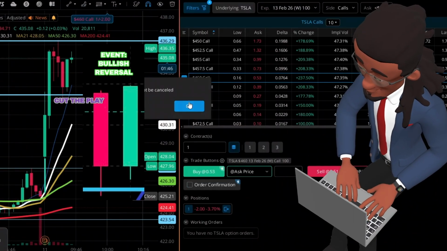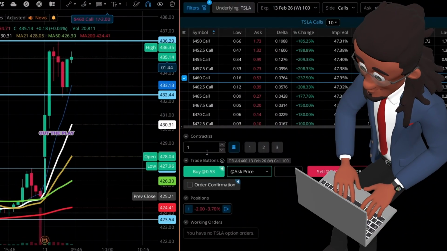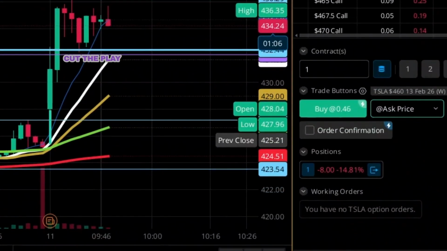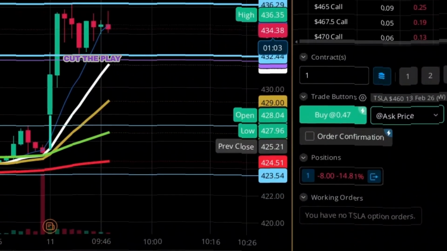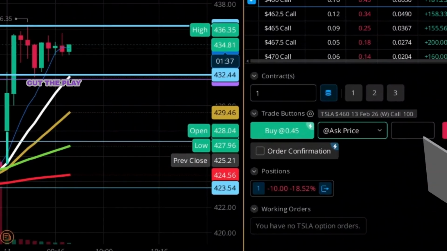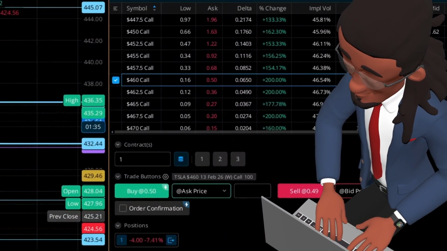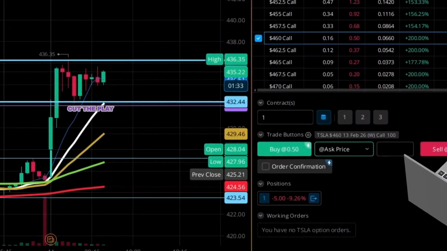So we went ahead and jumped in a 460 call on Tesla. 460 call. We put our stop loss under the event. All right. The event that we entered was the bullish reversal.